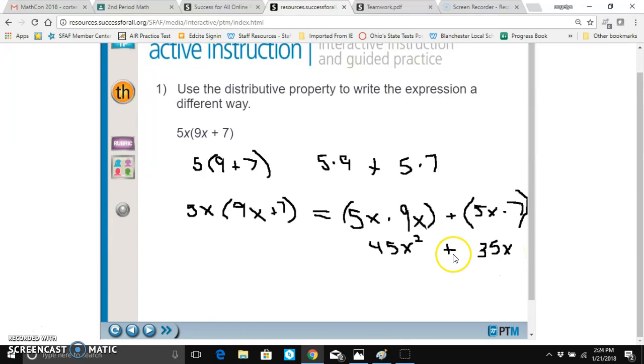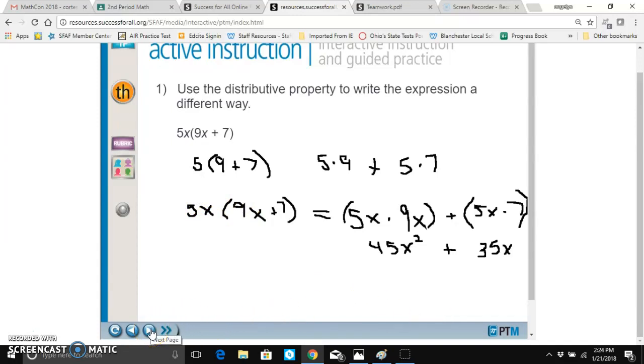If you remember your rules of adding terms, you can only combine them if they're like terms. Since 45x squared and 35x do not have the same endings because they are not like terms, you cannot add them together. This is as far as you can simplify. So this math problem, 5x times 9x plus 7, is equal to 5x times 9x plus 5x times 7. And they're also equal to 45x squared plus 35x. All three of these math problems are equal.